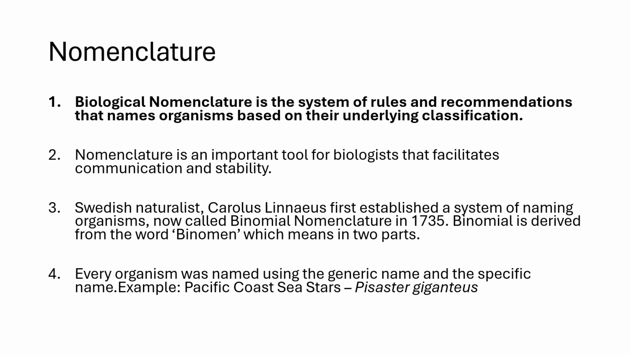This I've already talked about. One example you can just see here. The other example you saw for the dog. Here's another example. So the Pacific Ocean coastal sea stars, so these are these starfish. The scientific name is Pisaster giganteus. Pisaster is the generic name or the name of the genus to which they belong, and giganteus is their specific name or the species name.